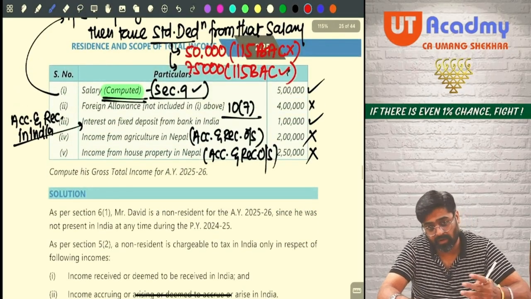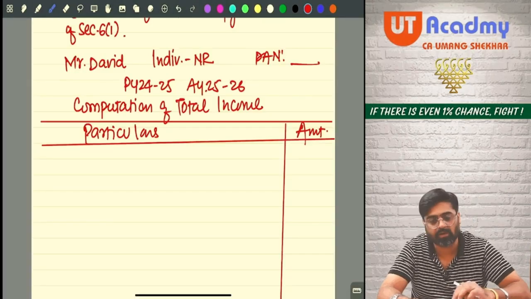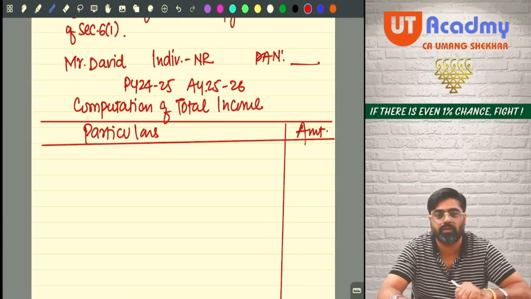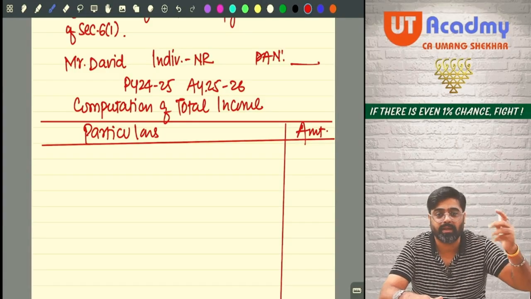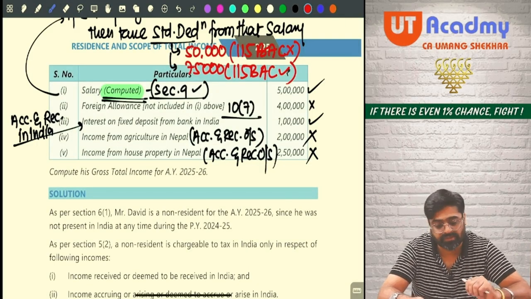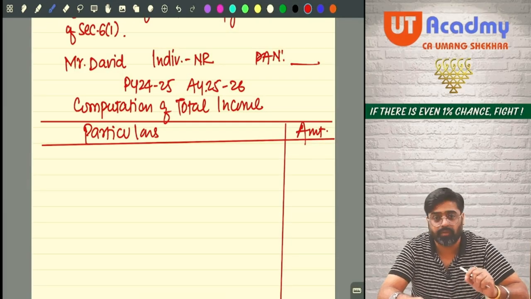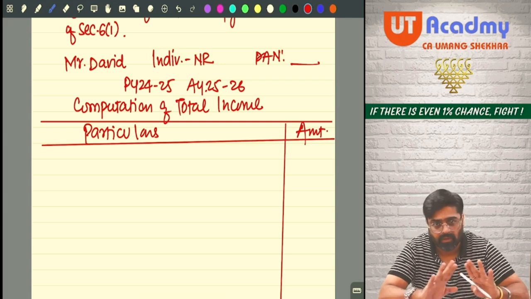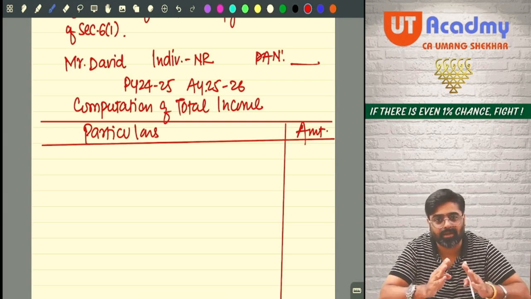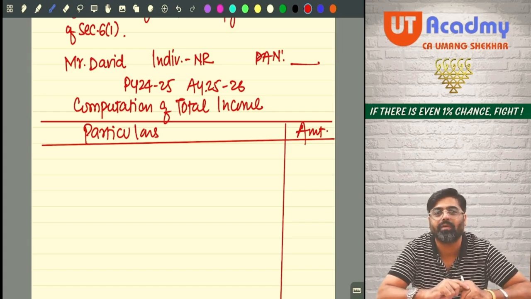Second income is foreign allowance. So in the particulars, I'll write down foreign allowance. In the bracket, I will write down fully exempt under section 10(7). Done. Then what is the third income? Interest on fixed deposits from bank in India. I will write down here point number 3, interest from fixed deposit, and then bracket accrued and received in India, amount column 1 lakh.